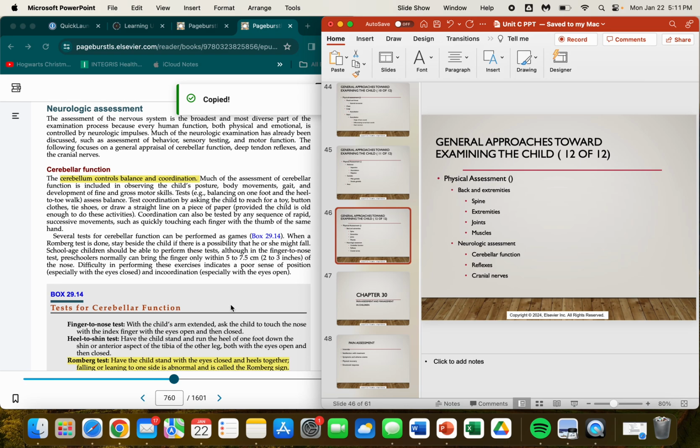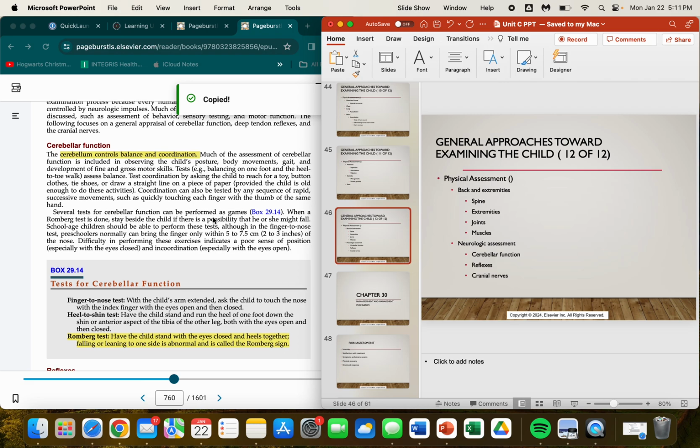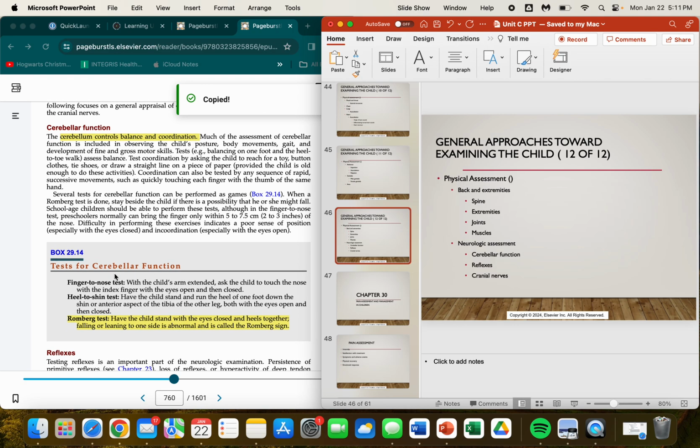Neurologically, we obviously always want to assess for neurologic function. We want to look for any kind of abnormality in neurologic function, including cerebellar function. Obviously kids don't have the same balance and control as an adult, but we would want to note if it was very, very off. And there are some tests that your book talks about, including these 3 right here to test cerebellar function. The primary one being this Romberg test.